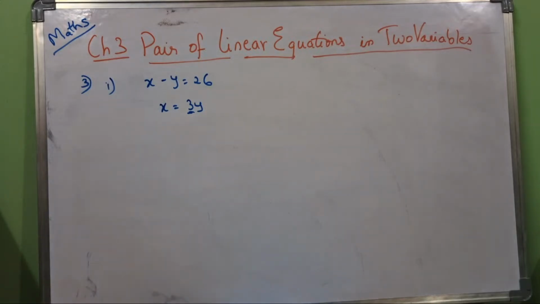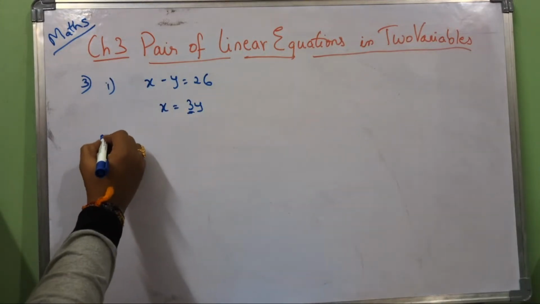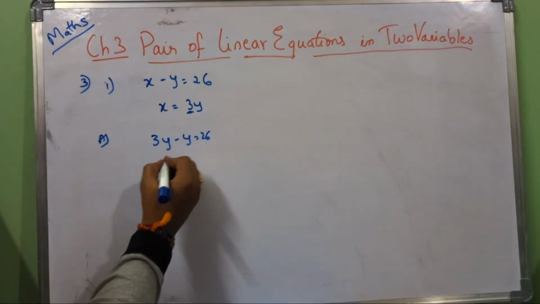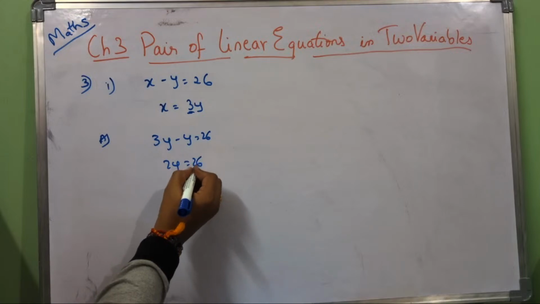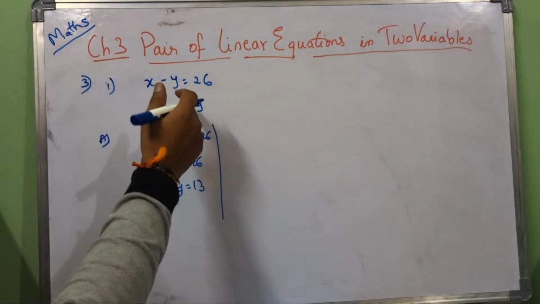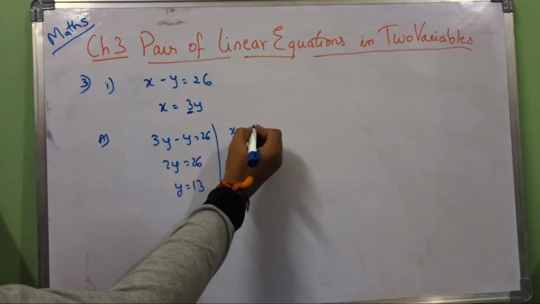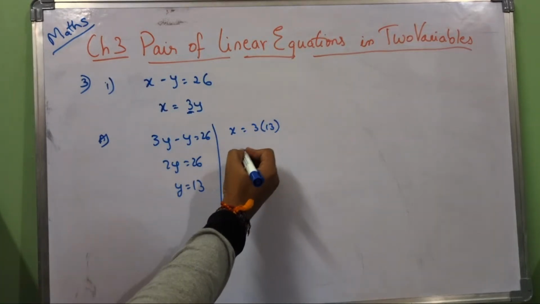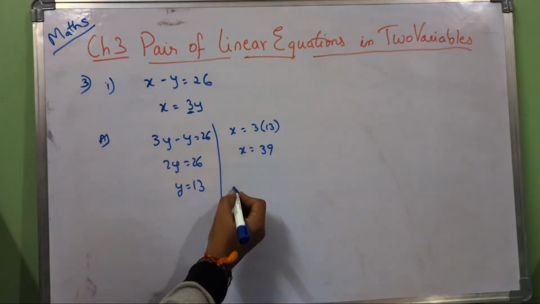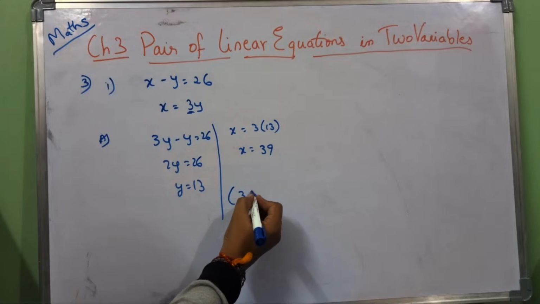Now using substitution method, we already have the x value, so just substitute in the first equation. We will get 3y minus y equal to 26, 2y equal to 26, so y equal to 13. Substitute here in the second equation, it will be easy. So x equals 3 into y value, which is 13, so x equal to 39. So the final solution for this question is 39 comma 13.